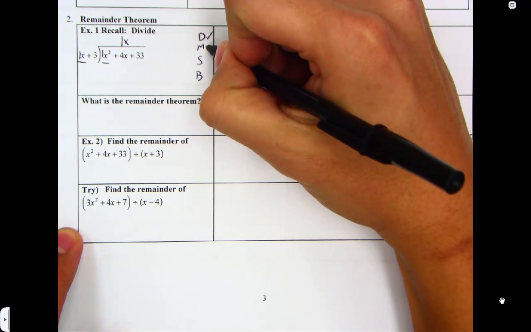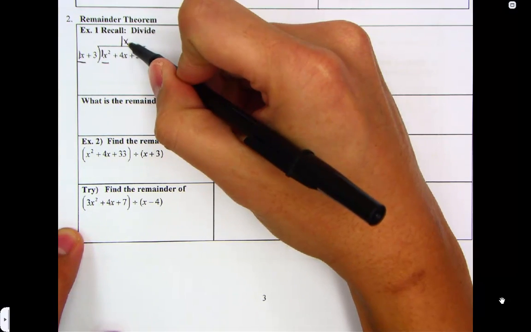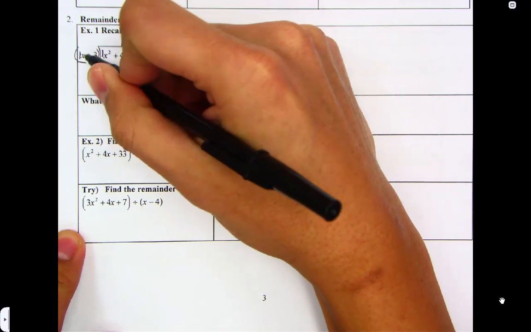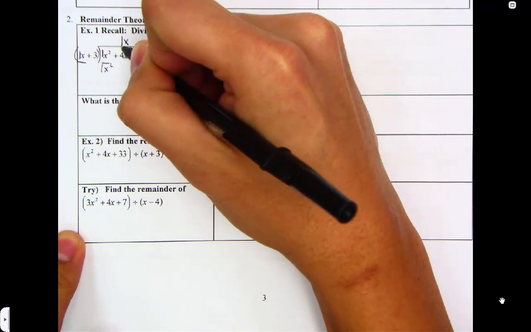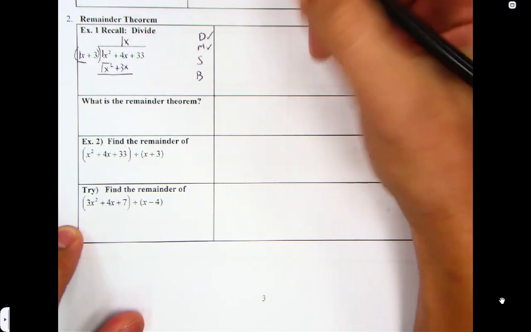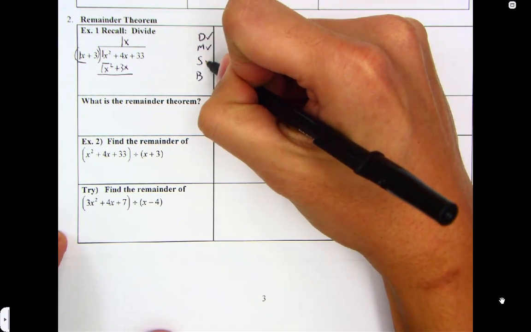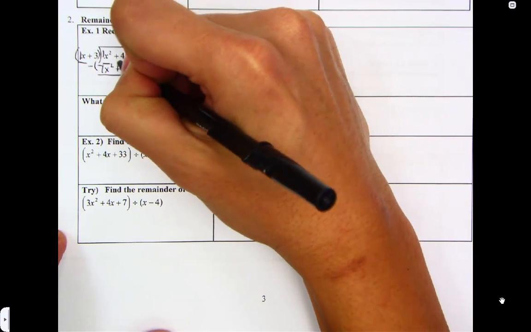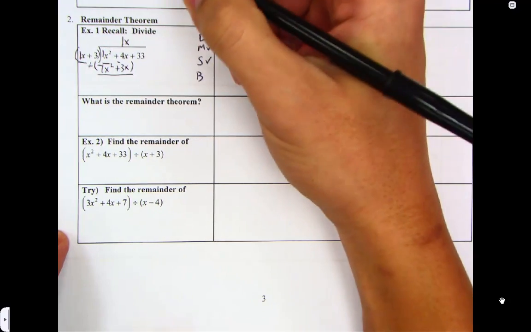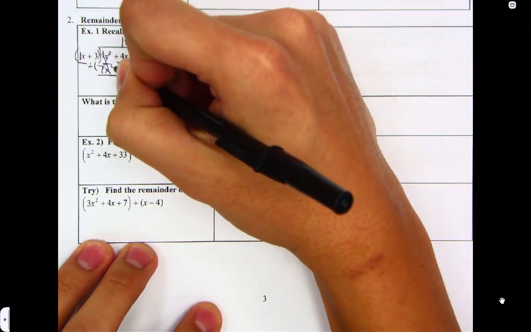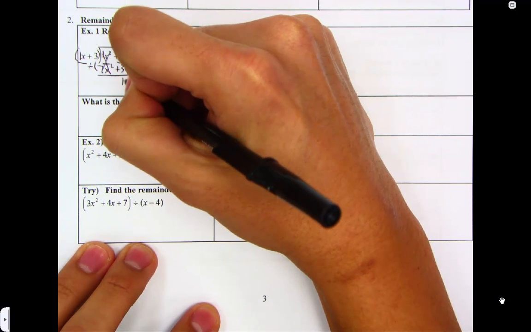Second step is to multiply. So I'm going to take the 1x, I'm going to multiply it with the x plus 3. 1x times 1x is 1x squared. 1x times 3 is 3x. The next step is to subtract. So I'm going to change the signs and combine them. So these cross out. 4 plus negative 3x is 1x.